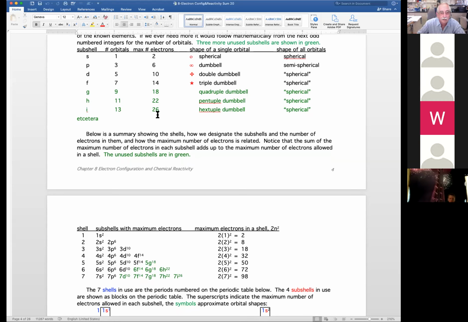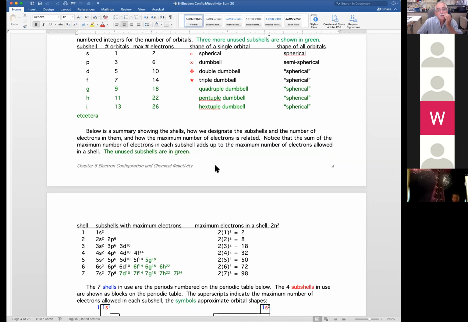I have a question. What exactly are we comparing between these subshells? Like the amount of energy that each subshell has? Essentially, yeah. Okay.